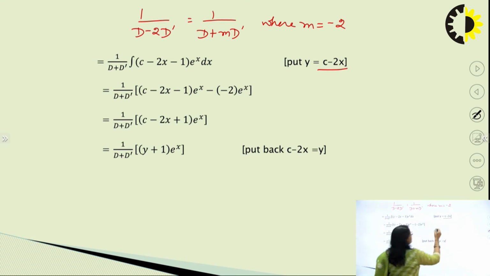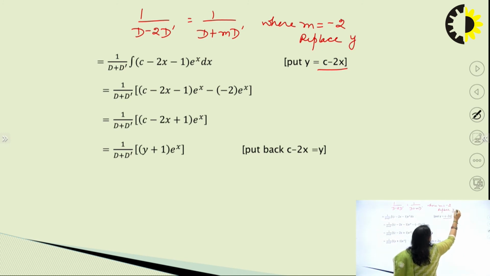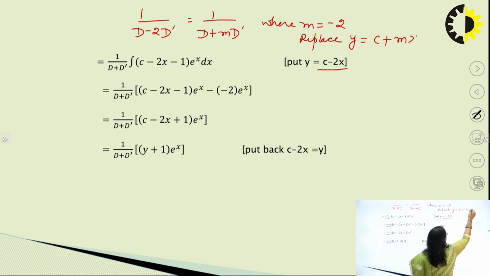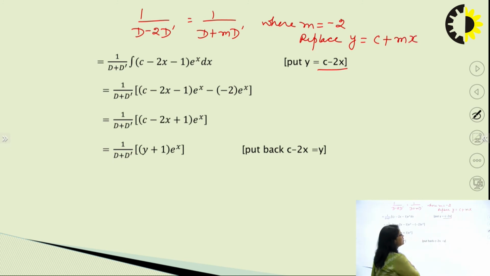That means the process is we will replace y with c, some constant, plus mx. This m is the value of m we are considering in the factor, like in this case we are considering m as -2. So (y - 1) was my function. So instead of y, I have replaced y with c - 2x.